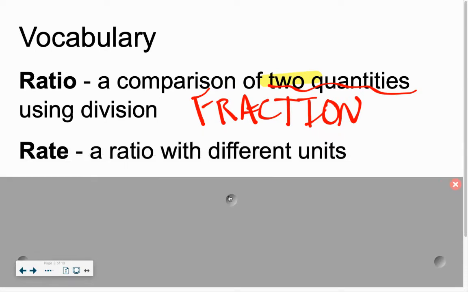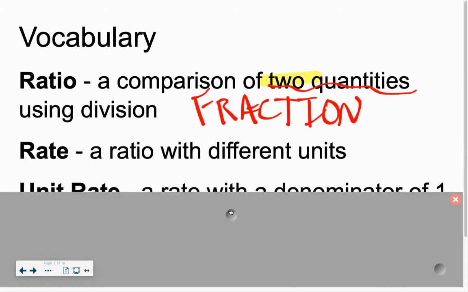Now a rate is just a ratio, there's that word again, which talked about two, everyone say two, with different units or different labels. So when we talk about a rate, we're going to have two labels on it. So today, if you're talking about a ratio, you're going to write down two numbers. If you're talking about a rate, you're going to have two labels on it.